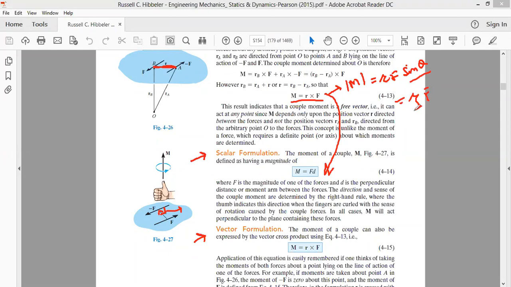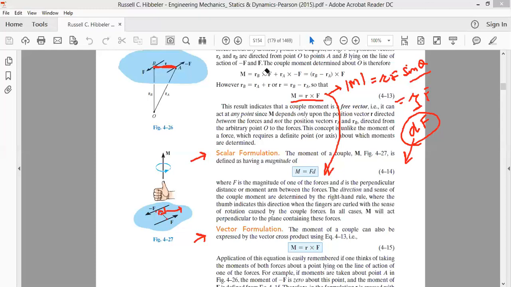What is R? R is the perpendicular distance between the two forces. Let's call that perpendicular distance between the two forces D. So it will be D multiplied by F. As far as D is concerned, D is the force arm, okay?